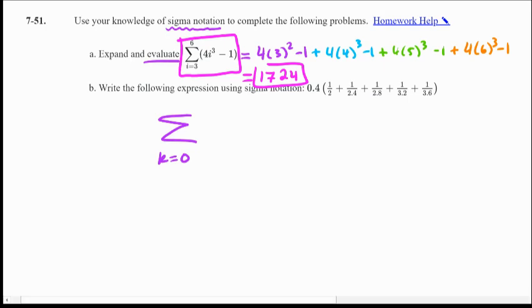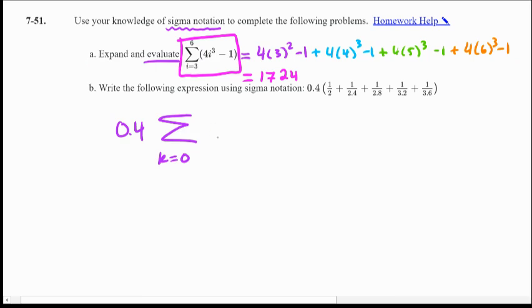And so, first of all, this 0.4 here is happening on the outside of all this stuff that's being added. So in this case, I could either put the 0.4 in the front and then multiply it by the sigma notation, or I could have it on the inside. It doesn't necessarily matter. So I'll leave it out in the front just to show you a different look.